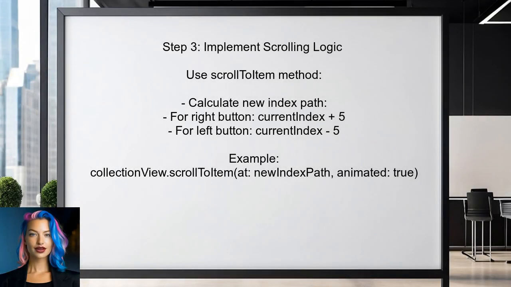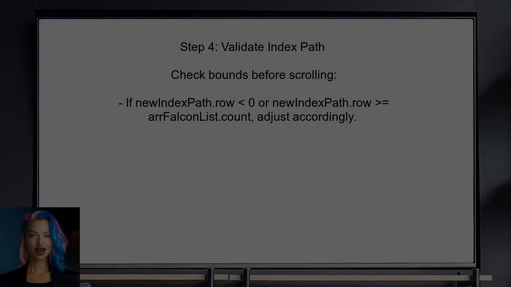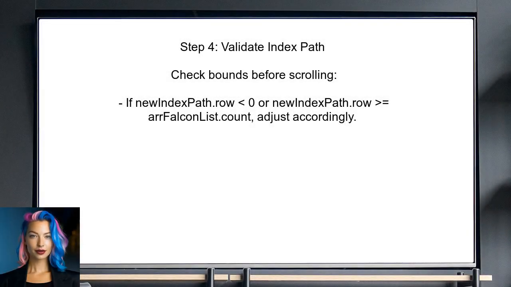Now let's implement the scrolling logic. The user can use the scroll to item method of UICollectionView to achieve this. The user should calculate the new index path based on the current visible items. Finally, the user should ensure that the scrolling does not exceed the bounds of the array. This means checking if the new index path is valid before attempting to scroll.